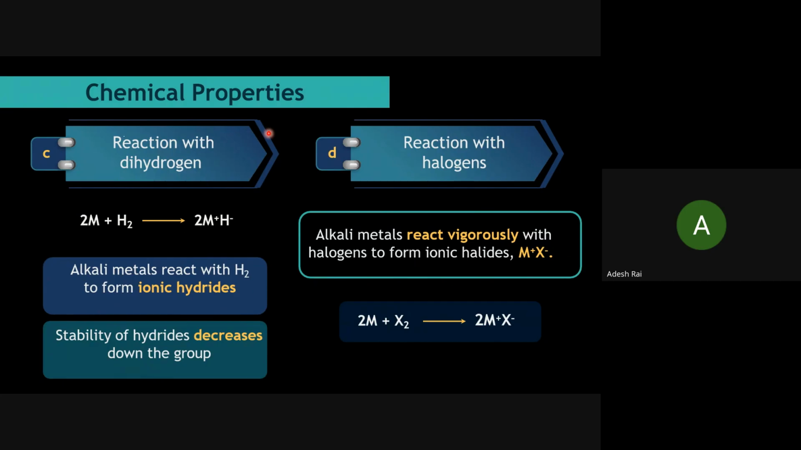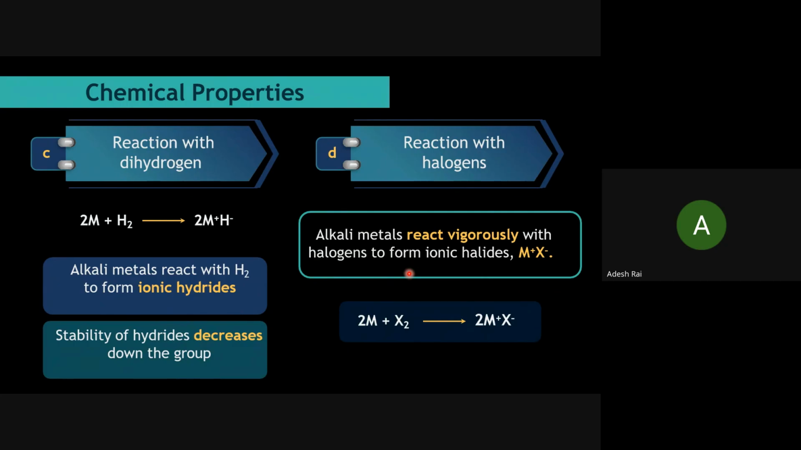Reaction with halogens. What happens when metal reacts with halogen? It will form metal halides, alkali metal halides. And again, they are also ionic in nature. Okay, moving on. So the reaction with dihydrogen and the reaction with halogen for the alkali metals is done. Both of them form ionic compounds as the final product.